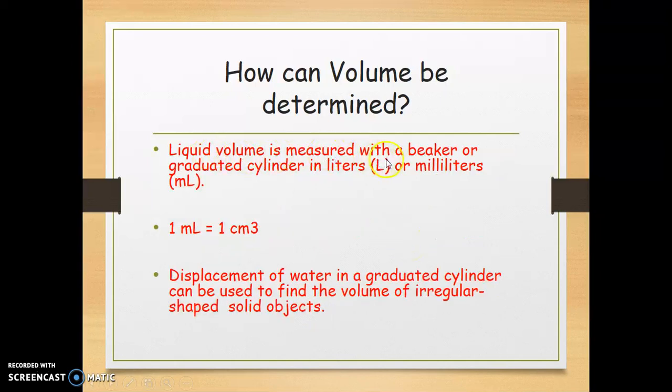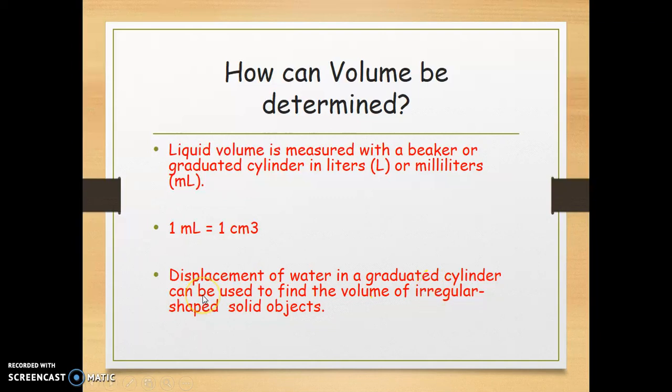Liquid volume is measured with a beaker. If I'm looking at anything liquid, we use a beaker or a graduated cylinder, and it's usually measured in liters or milliliters. Every milliliter equals 1 cubic centimeter. One way we can find the volume of an object, like a rock that's not a regular shape, what we call an irregular shape, is displacement of water in a graduated cylinder.